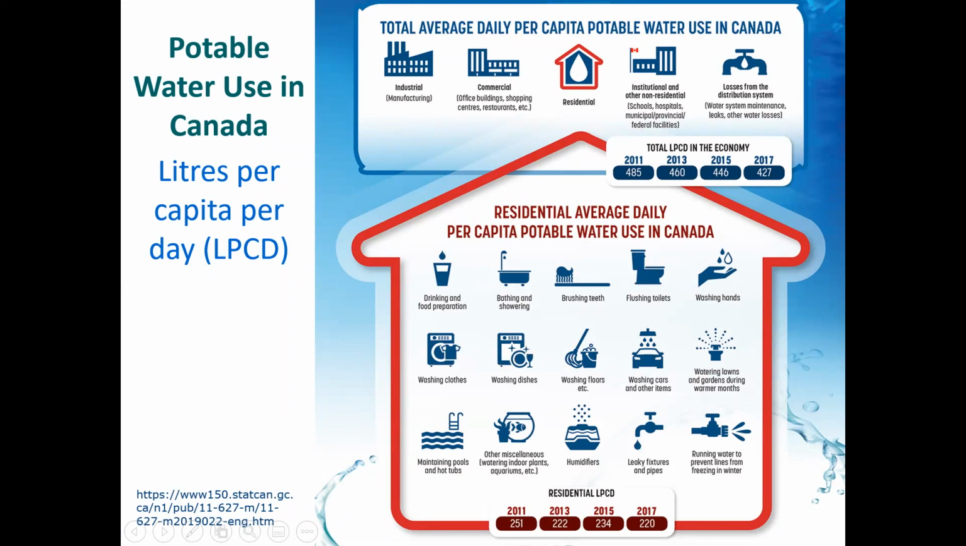And you can see that according to this infographic, our liters used per person per capita are actually on the decline, which is good. A lot of that has to do with newer faucets and newer appliances, things like that, that can really help decrease the usage of water in a house.